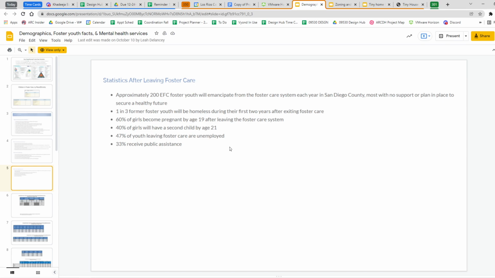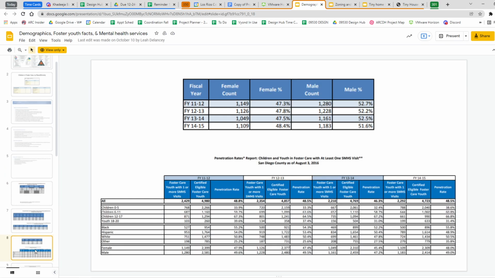Okay, and this is a main one, right? Approximately 200 will emancipate from foster care each year in San Diego County, most with no support plan in place to secure a healthy future. That means that most of them do not have housing, and in fact, 1 in 3 will be homeless during the first 2 years. So right there's a statistic that you can just pull up, and here's the basis of it.